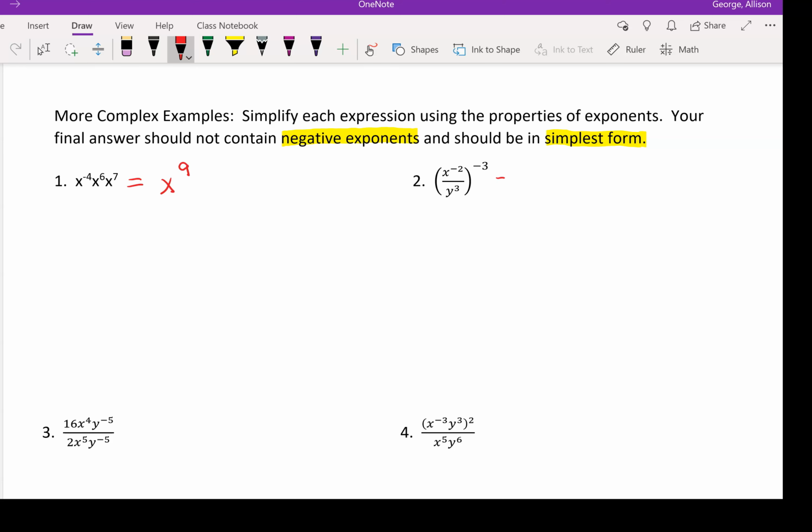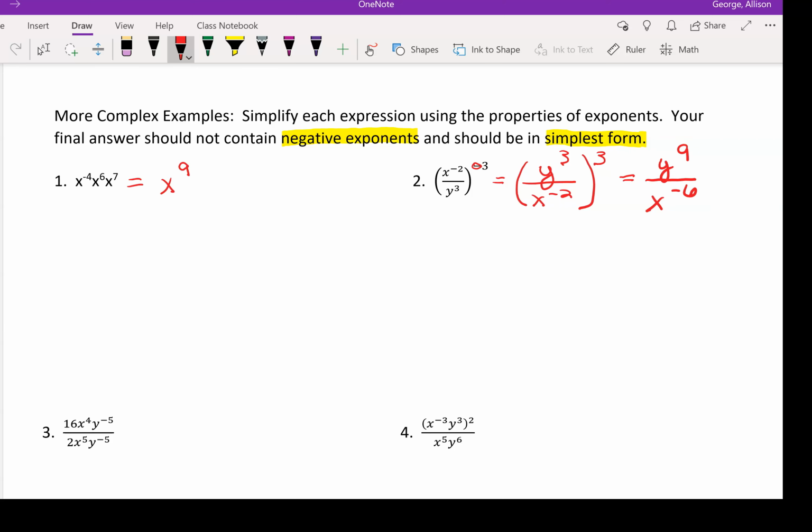So if I'm going to tackle that exponent on the outside, that means I need to flip that entire fraction. So that's going to be y to the 3rd over x to the negative 2. And then I've used up that negative, so now it's just positive 3 on the outside. So from there, I'm using power of a power, or technically power of a quotient for this one. So we're going to do y to the 9th over x to the negative 6th. So I multiplied my exponents and distributed it to the top and the bottom.